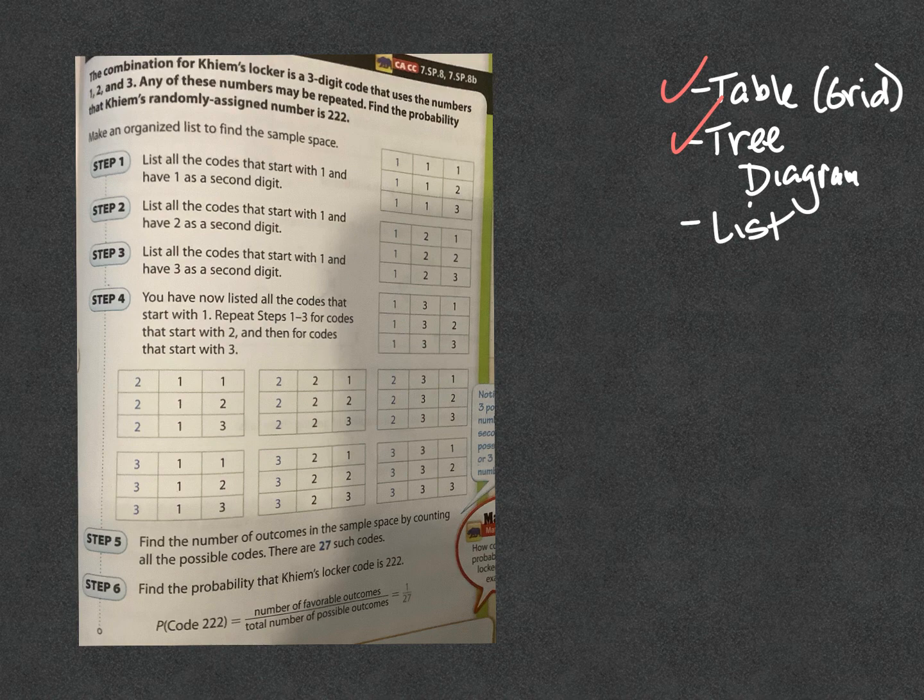List all the codes that start with a 1 and have 2 as a second digit. Maybe I'll color code this here. So this step 1 is this one.